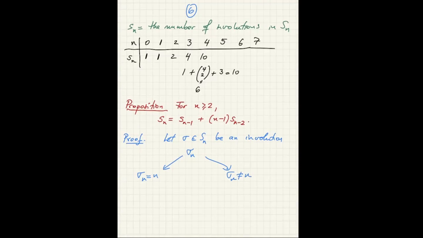So in the first situation, if sigma of n equals n, sigma looks like 1, 2, 3, up to n minus 1. Here we have sigma 1, sigma 2, up to sigma n minus 1, and n is a fixed point. So this part containing n, you can ignore it, and you can think of sigma as being a permutation on n minus 1 elements. And because sigma on n elements was an involution, this permutation on n minus 1 elements is also an involution. And how many such sigmas are there? There are Sn minus 1 such involutions.